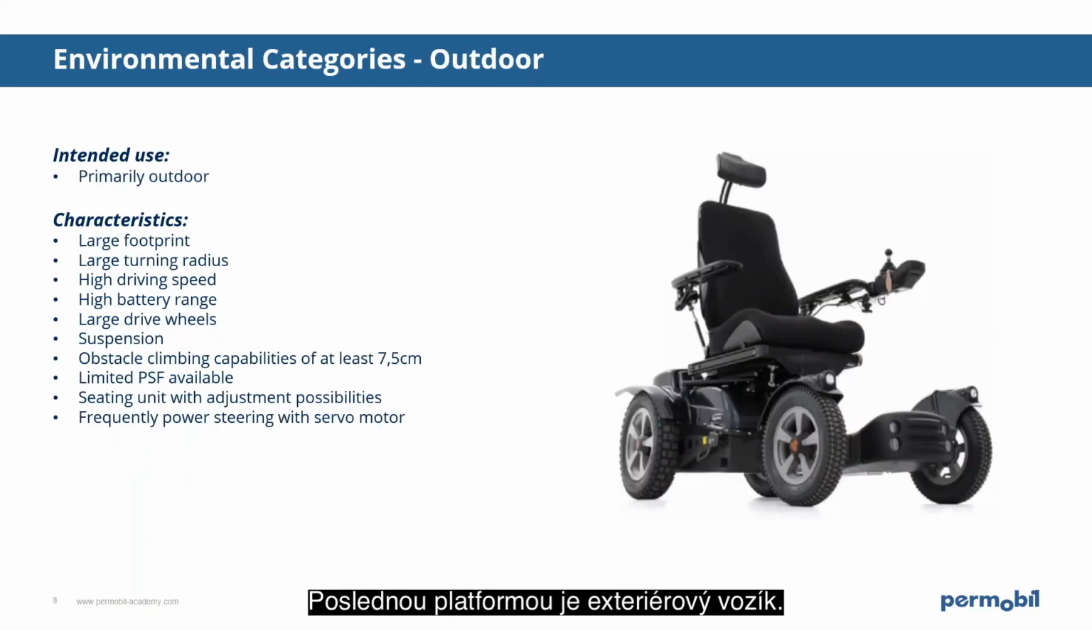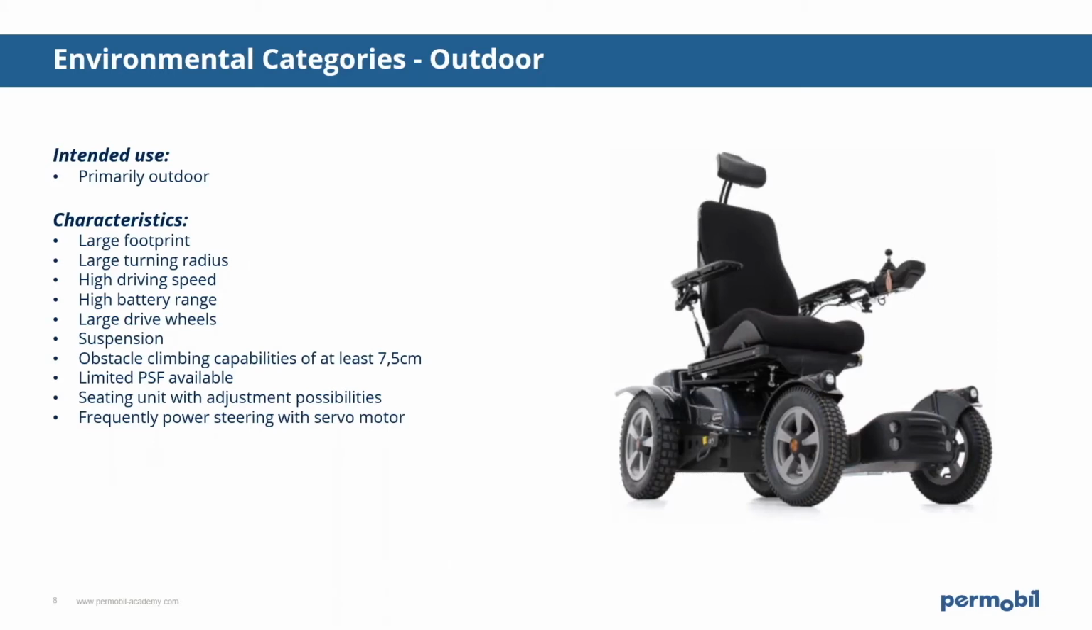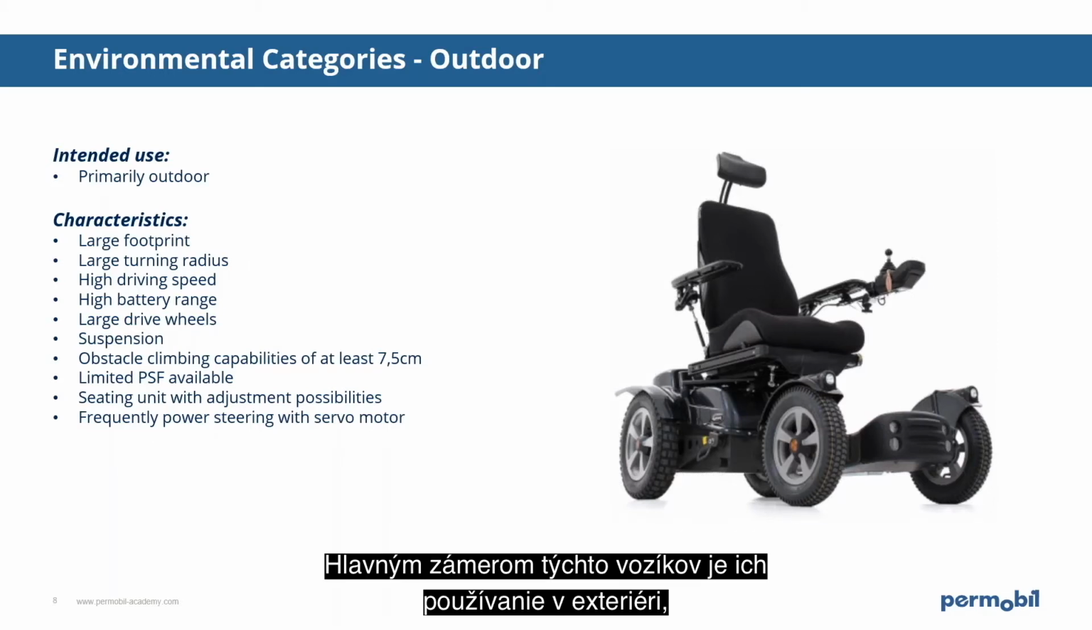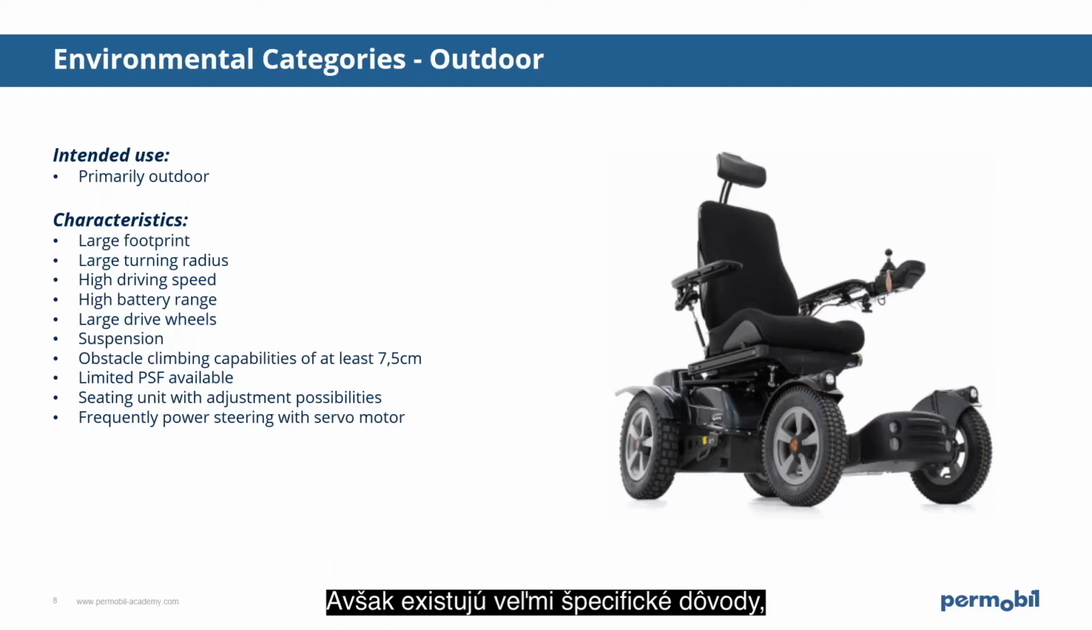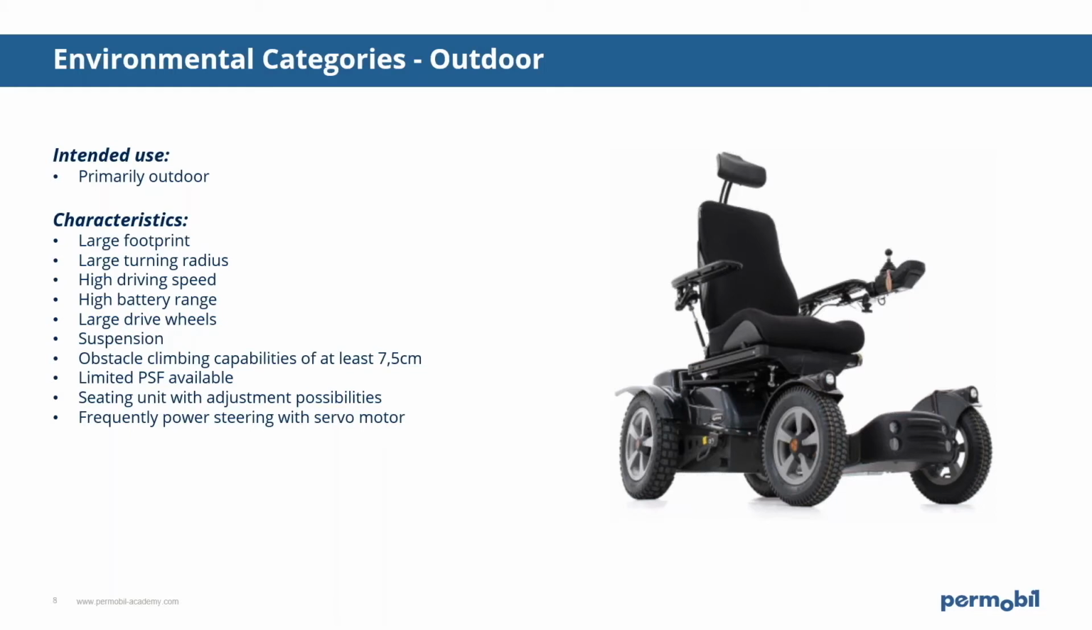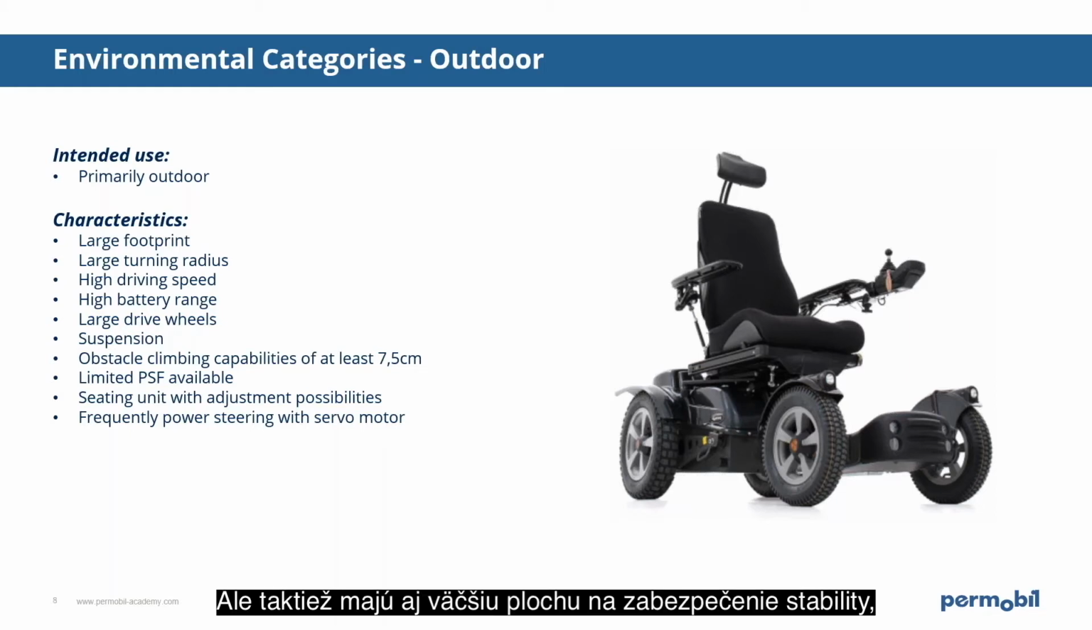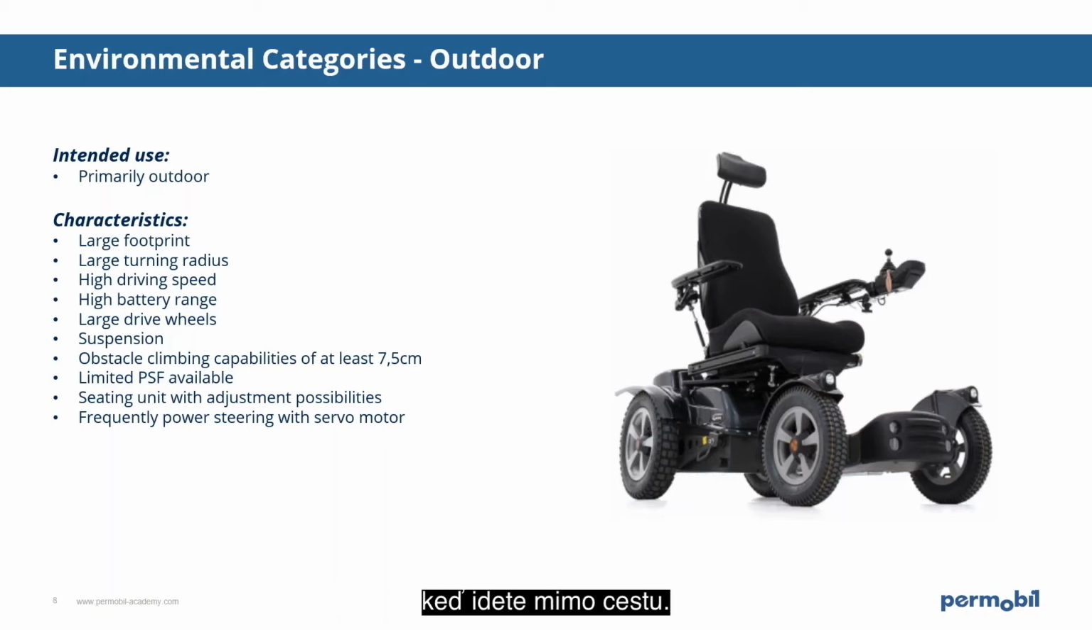And then the last platform is the outdoor wheelchair. The intended use, obviously, again, is primarily outdoors. And the characteristic of these types of wheelchairs is that they have a rather large footprint. But there's a very specific reason for this, because they have mostly very large batteries for quite a decent driving range, but they also have a larger footprint to ensure stability when you're going over rough terrain.